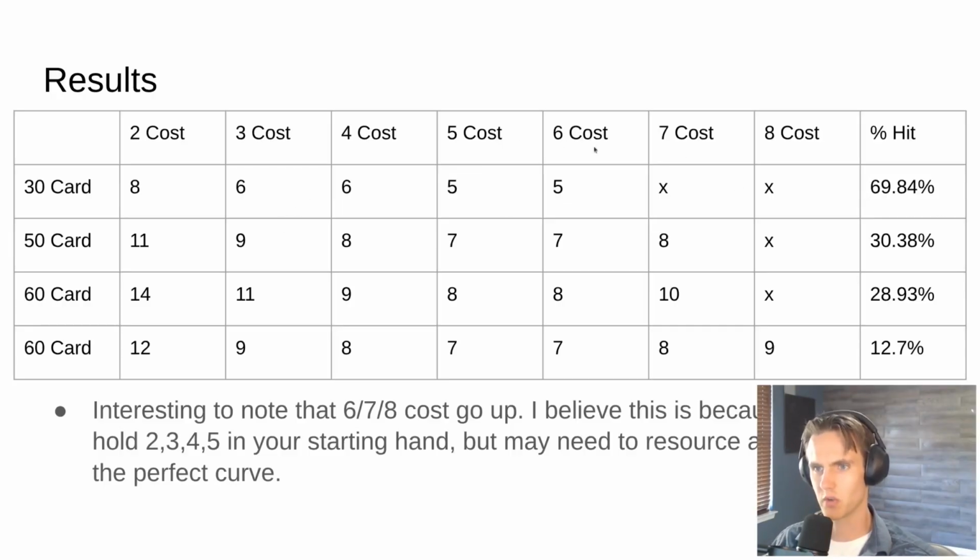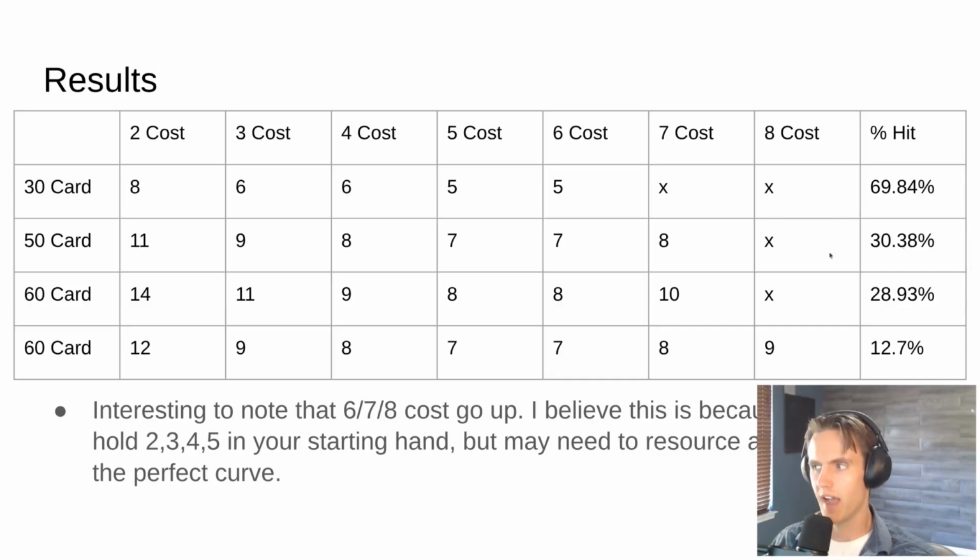We're only going to 6 resource cost. For 50 card Premier, it's 11, 9, 8, 7, 7, 8. The fact that it goes up is interesting, and I'll talk about in a second. And even if you do everything, only 30% of hands allow you to play perfectly. I'm specifically not doing mulligans. I'll talk about that in the next slide.